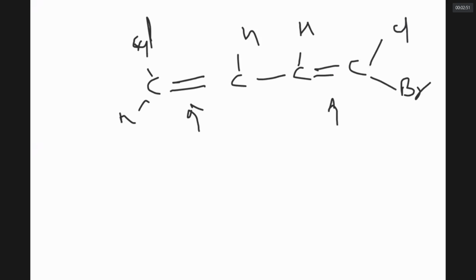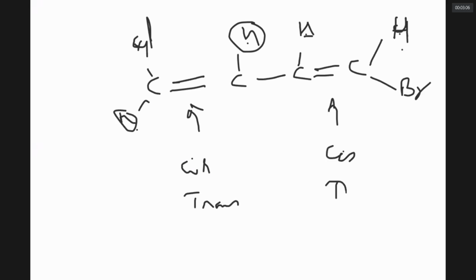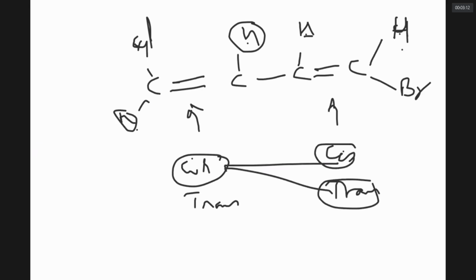If both hydrogens are on the same side, it is cis. If both are on opposite sides, it is trans. If both hydrogens are on the same side, again it is cis. If they are on opposite sides, it is trans. Agreed or not? When this is cis, it can be cis or it can be trans. When this is trans, it can be cis or it can be trans.